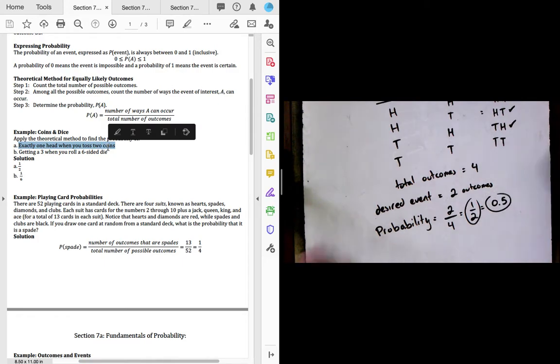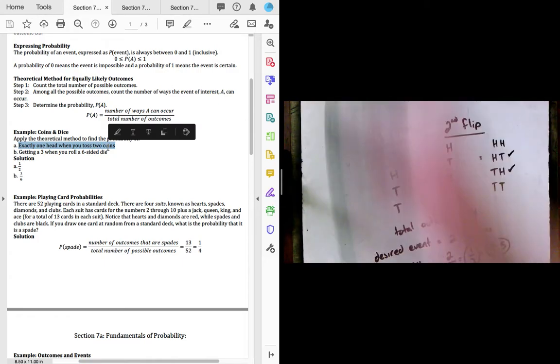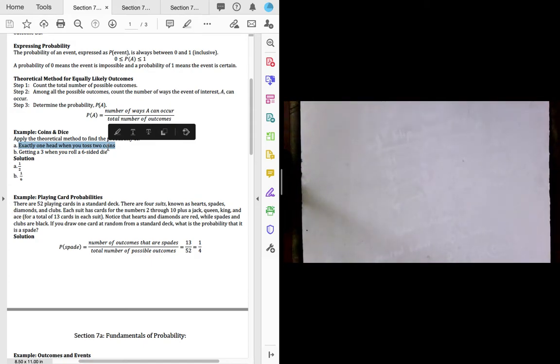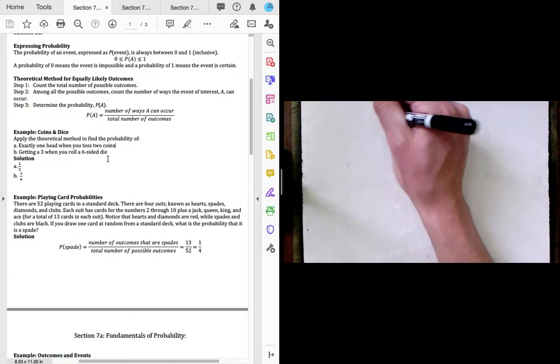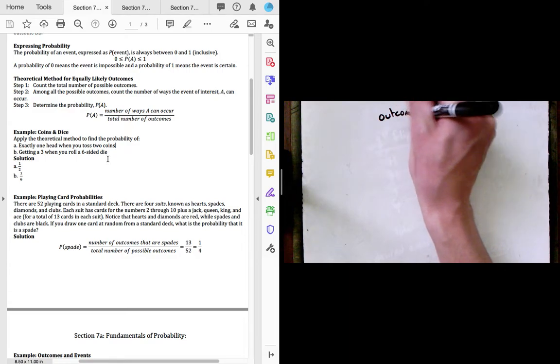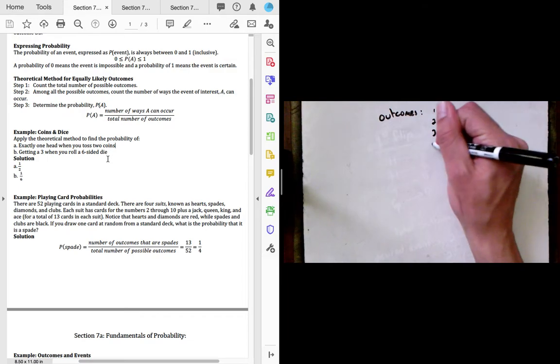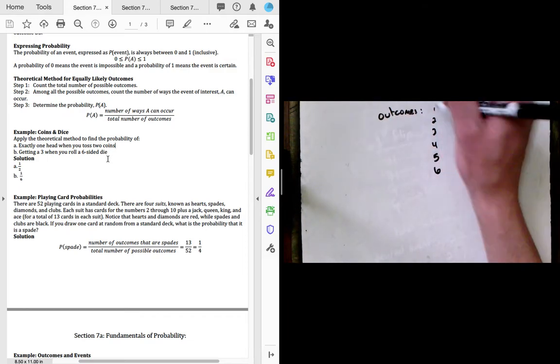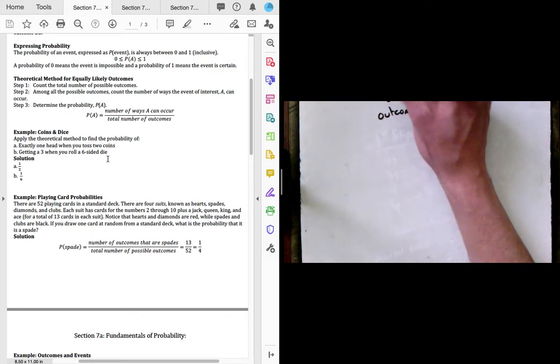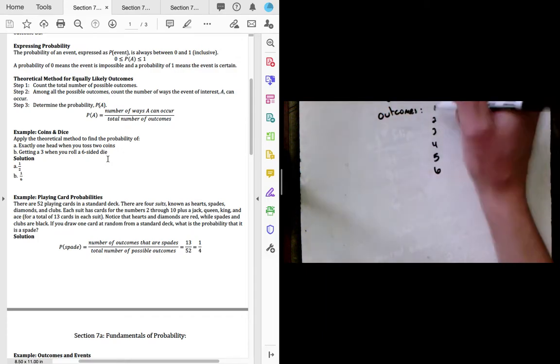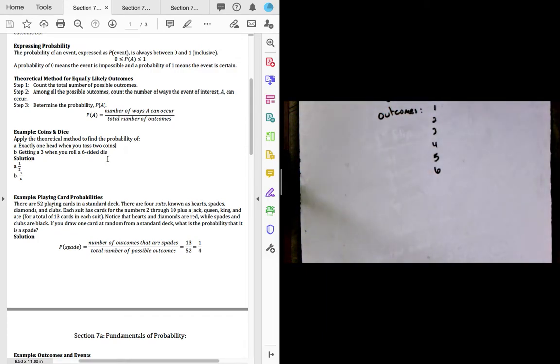The second example asks us to use the theoretical method to find the probability of getting a 3 when you roll a 6-sided die. So what are the outcomes? The outcomes are 1, 2, 3, 4, 5, or 6 when we roll a single die. So there are 6 total outcomes.